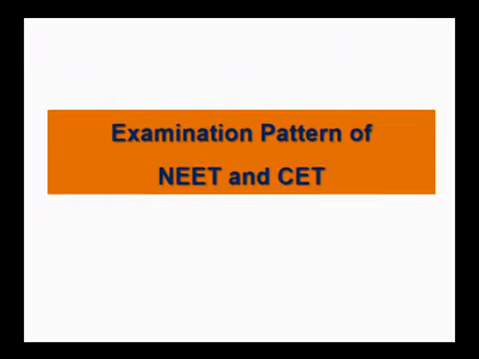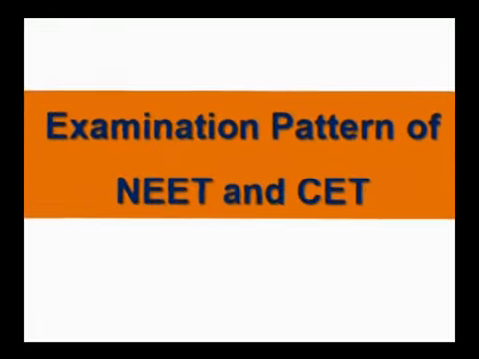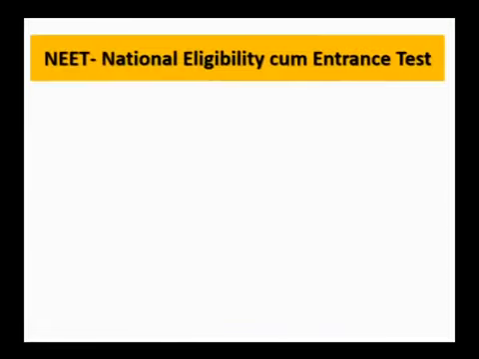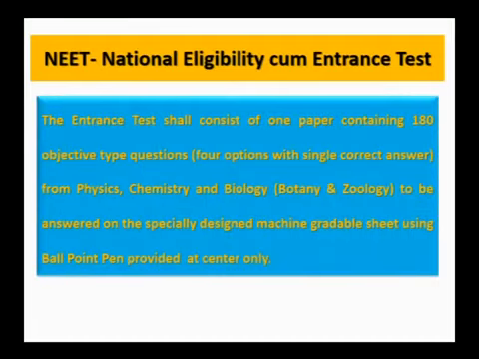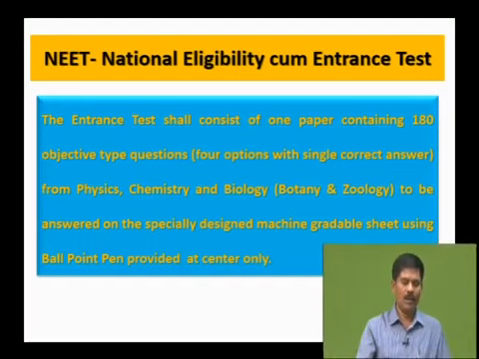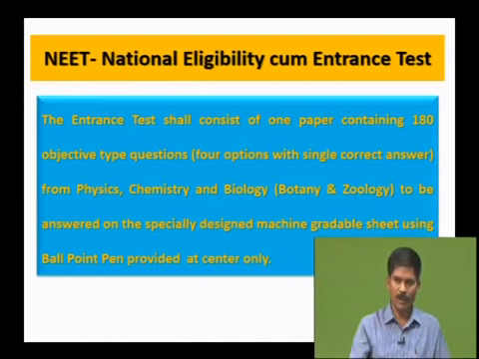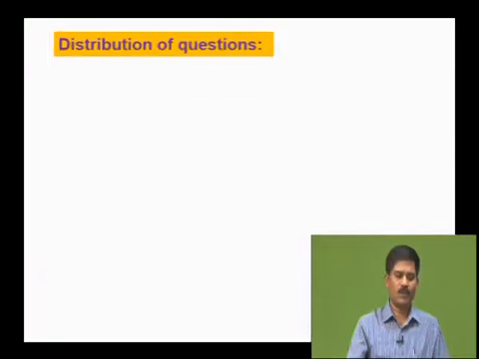Dear students, let's have a quick glance at the pattern of the NEET and CET examinations. NEET, National Eligibility cum Entrance Test. The entrance test shall consist of one paper containing 180 objective type questions in different languages, having 4 options with a single correct answer, from physics, chemistry and biology. Biology includes both botany and zoology, to be answered on a specially designed machine gradable sheet using the ball point pen provided at the center only.